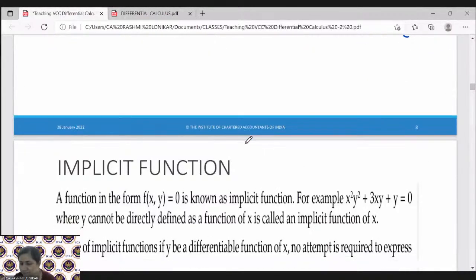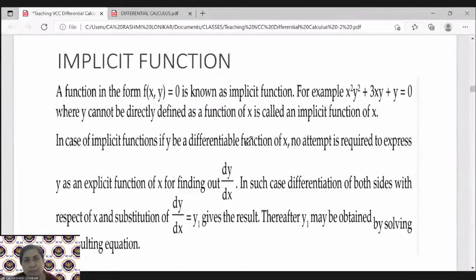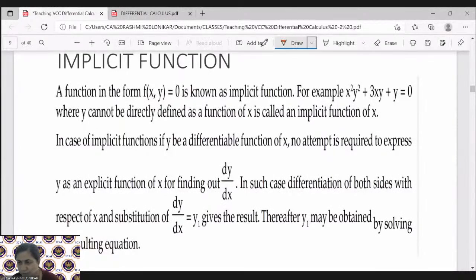Now, when you have a function in the form f of x, y is equal to 0. See, up till now what happened was I had y on one side and x on the other side. So whenever I had the function, what did I have? Y is equal to say 2x square plus 3x minus 5. Okay, that type of sum. So here it was very clear.